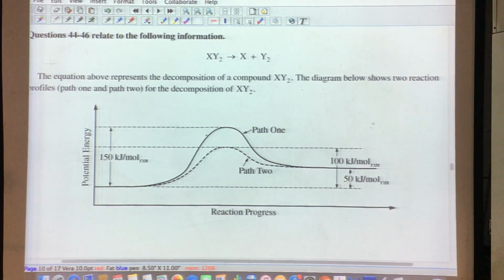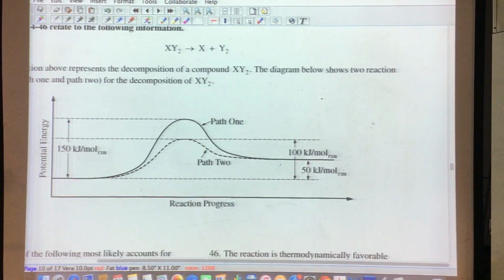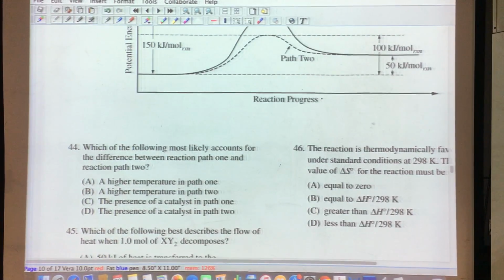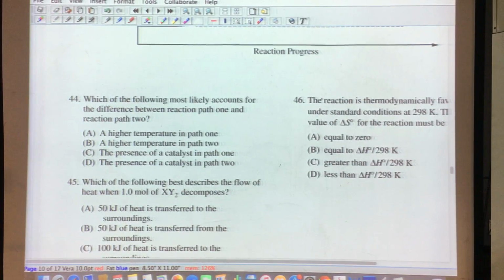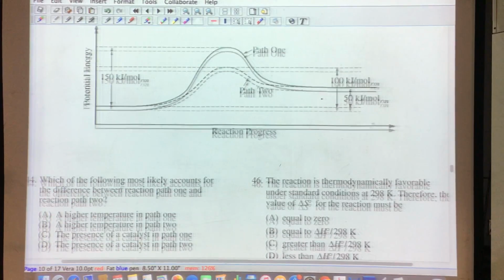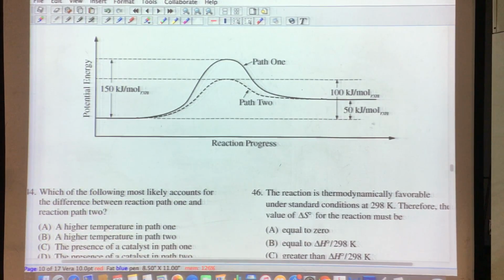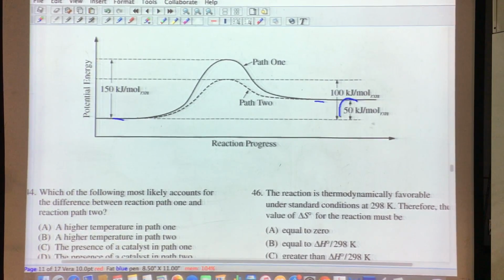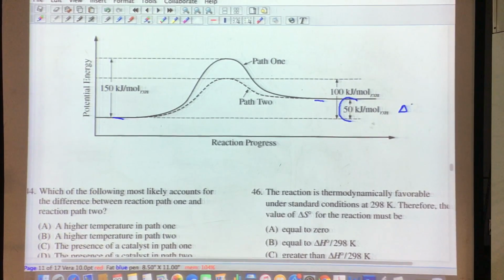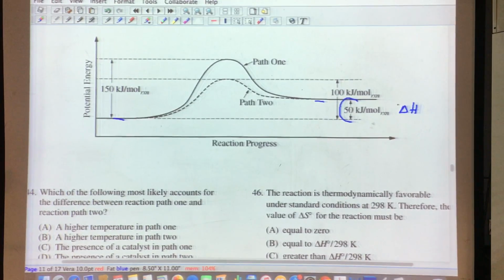Okay, here we go with this. The equation represents, the diagram shows two profiles, path 1, path 2, 44. Which of the following most likely accounts for the difference between reaction path 1 and reaction path 2? Okay, now first of all, some basics here. Okay, this is a potential energy curve. Number 1, it's endothermic. We're starting low and we're going high. This is my delta H, the difference of where I start and where I finish.